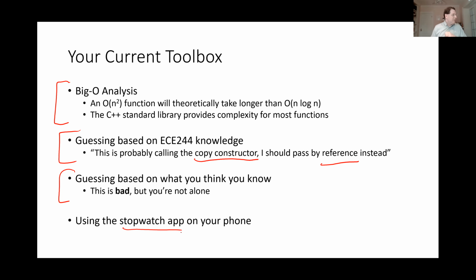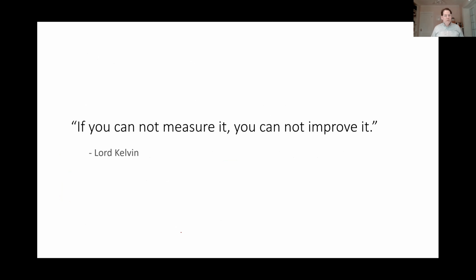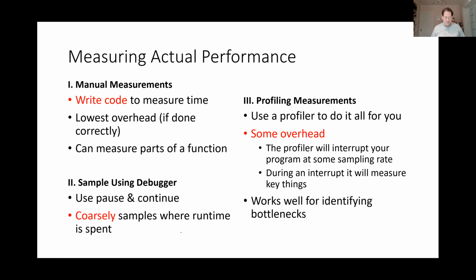You can use the stopwatch app on your phone to time things that take a long time. So you could time slow events in your program using that, but you can't time things that are very fast. Those are all useful, but they're not enough in general for us to figure out how to make a program faster. And this is a classic quote from Lord Kelvin: if you cannot measure it, you cannot improve it. So how can we measure more about where our program's time is going so we can improve it more?